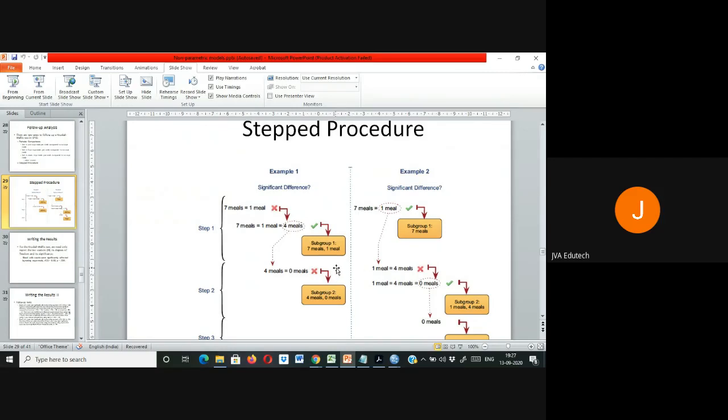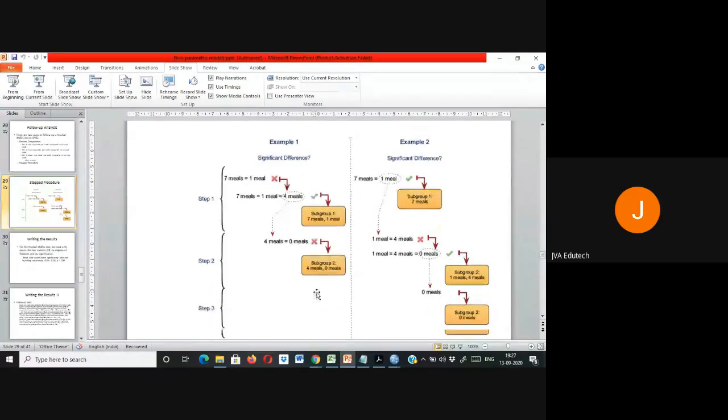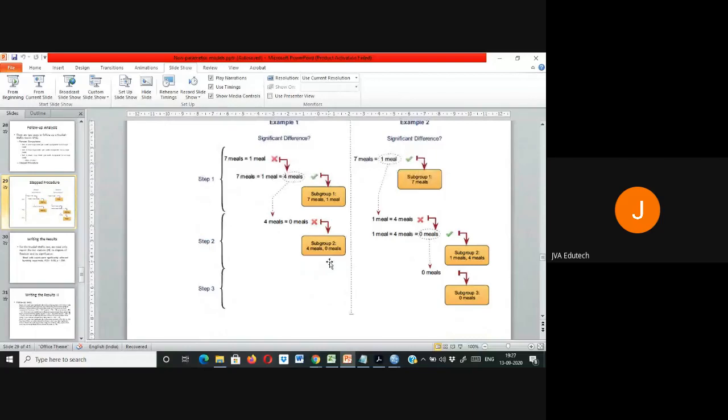Here you can stop. If at some point there is a significant difference, meaning the groups are not the same, you can stop and carry the groups that you included into the next step. Meaning this group of 4 meals and no meals, you can now move on to further calculation in the next step. So at every step you can repeat this process.